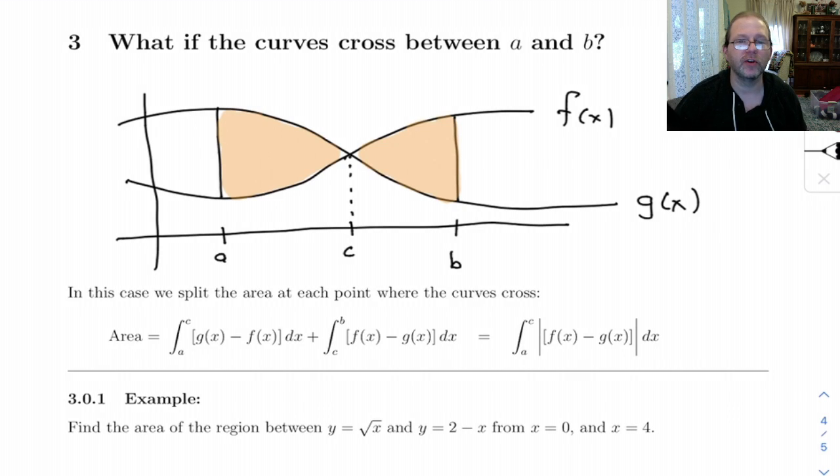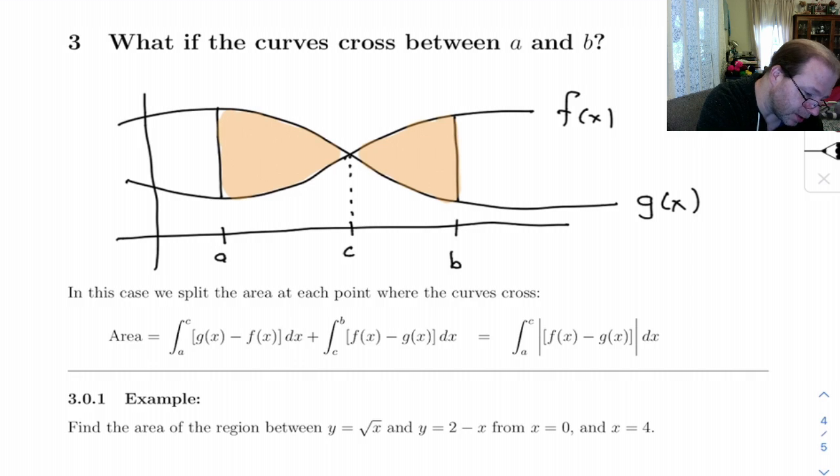All right, what do we do if the curves cross between A and B? Well, if the curves cross between A and B, what you can do is look at where the curves cross. In this case, it's here at the point C, and we'll split it up here. So we'll do the integral to give us this area.